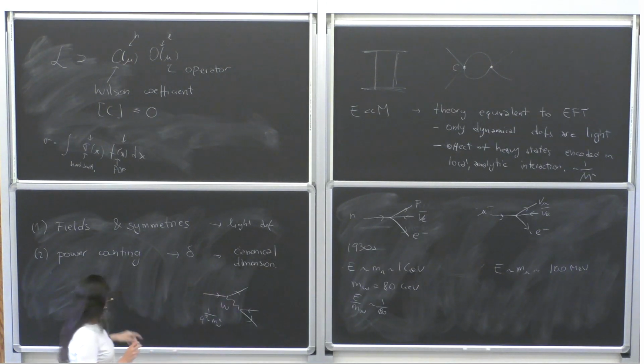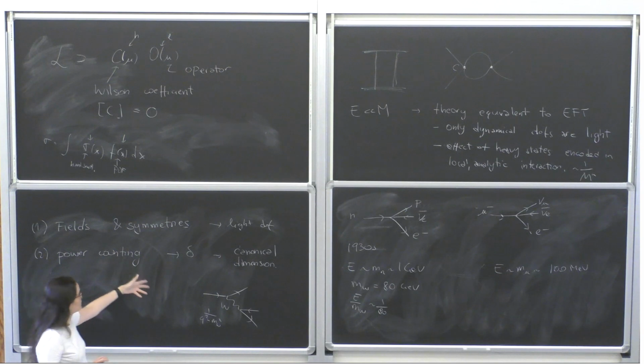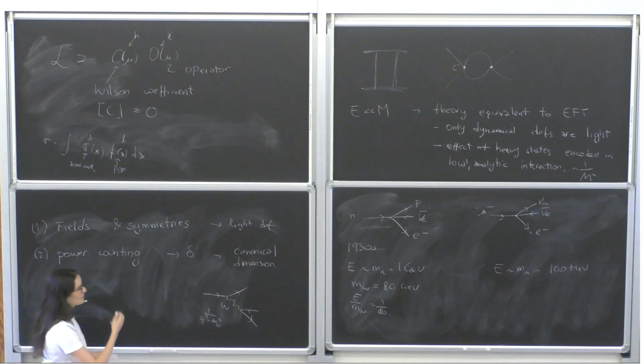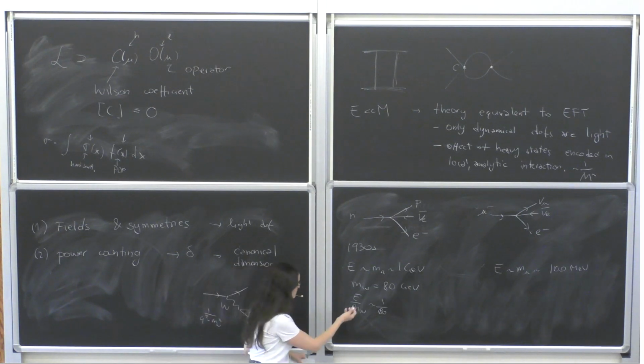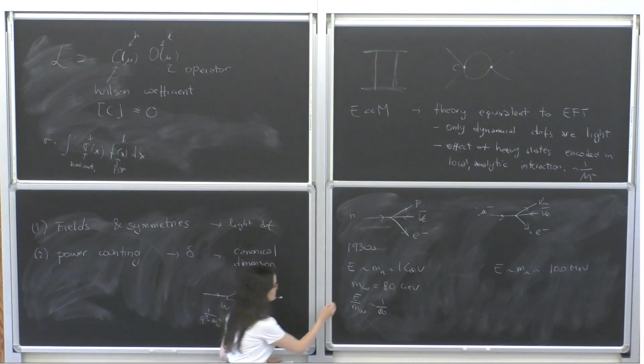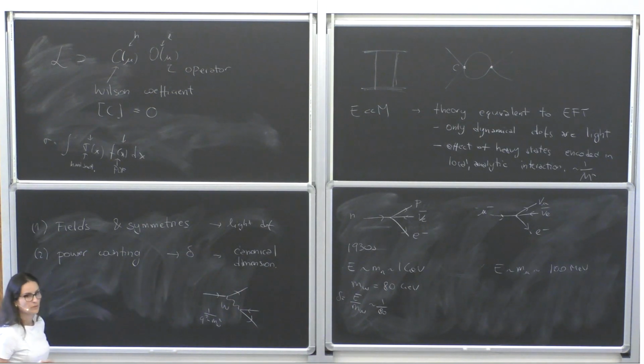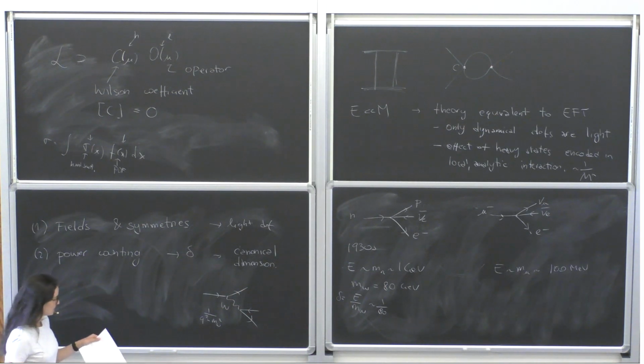And then your power counting, technically, is still the canonical dimension, but in practice it comes out to be this E over the mass of the W. So this is your small quantity that you are expanding in.